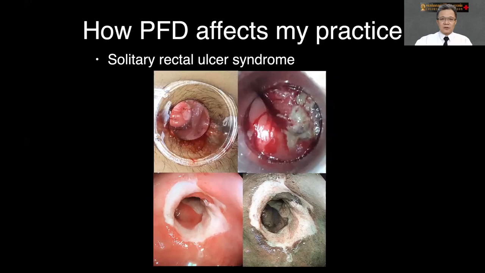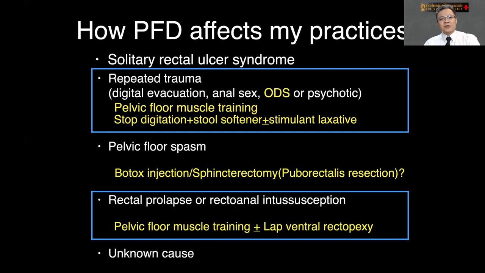For the uncommon condition, solitary rectal ulcer syndrome, the most common cause is repeated trauma, which may be caused by digital evacuation, anismus, obstructed defecation syndrome, or psychiatric problems. I always start with pelvic floor muscle training. We advise patients to stop digitation and try to make the stool soft. The other common cause of SRUS is rectal prolapse or rectoanal intussusception. Again, pelvic floor muscle training is a must, and we consider laparoscopic ventral rectopexy.